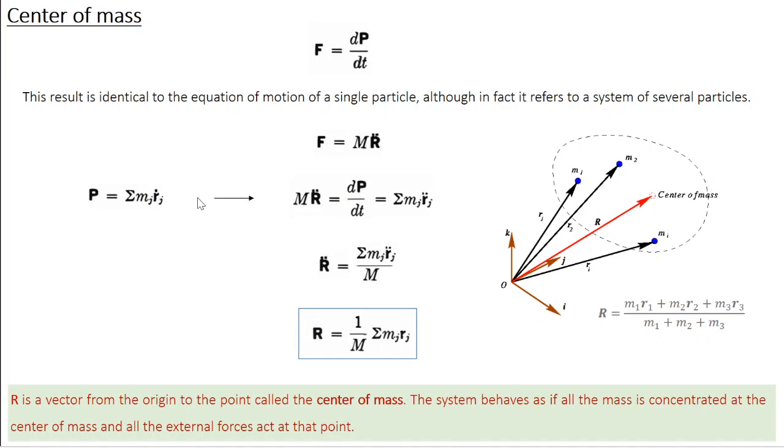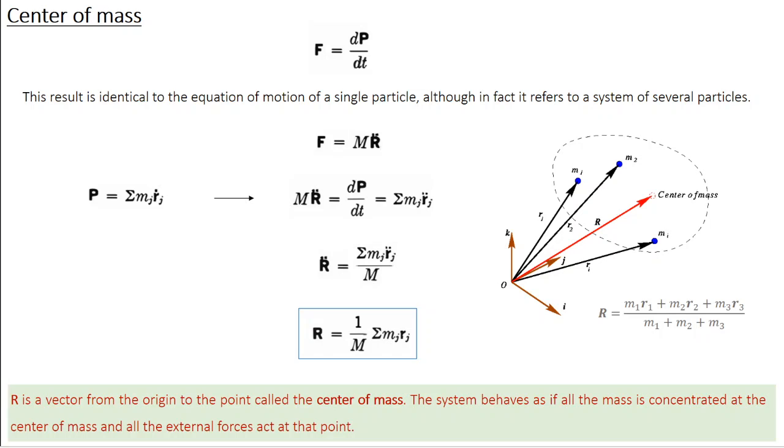Now, many times people use the concept of center of mass to reduce a many body problem to a single body problem, or a multi-particle system to a single particle system. Now let's understand what the center of mass is. If you recollect the previous equation of motion, F external equals dp by dt. Since all the internal forces cancel each other, the only force acting on the system is the external force.